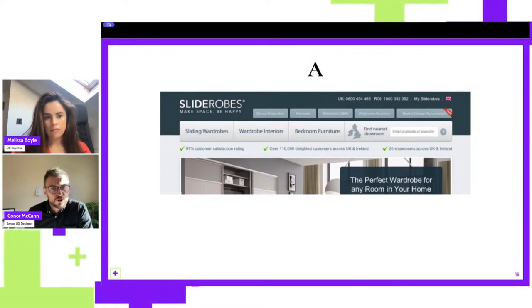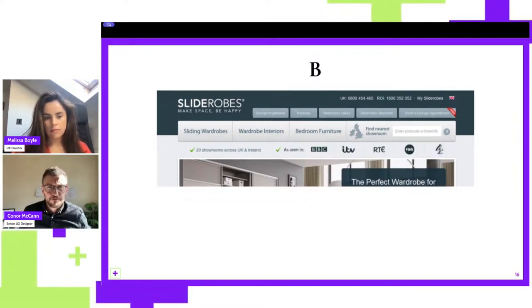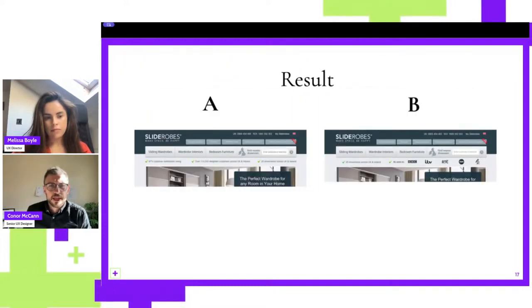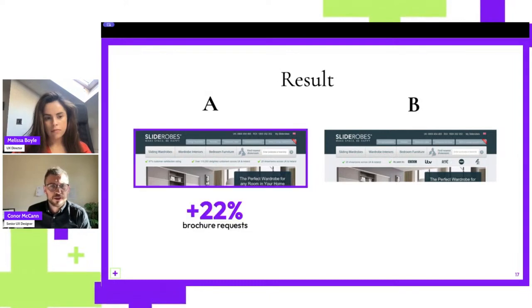We can also then look at a variation in option B. These are obviously two very similar designs, and if you blink, you'll miss the differences. But essentially, just changing up the form of social proof that they put on the homepage caused a difference in the overall conversion rate. Option A gets 22% more brochure requests. That's a good example showing how similar designs can have such a difference in impact.